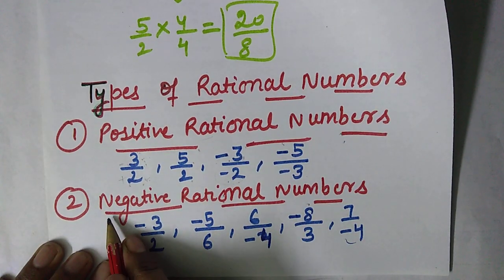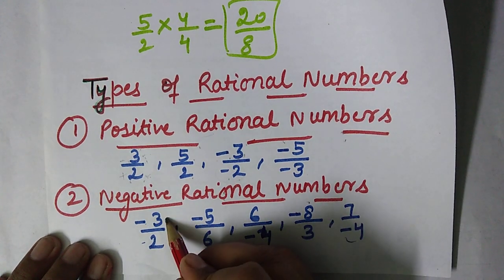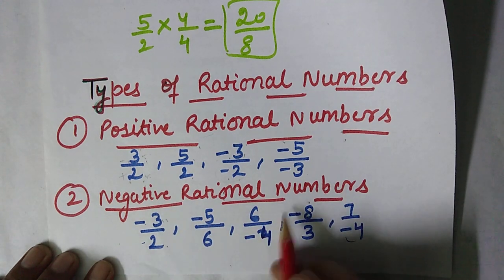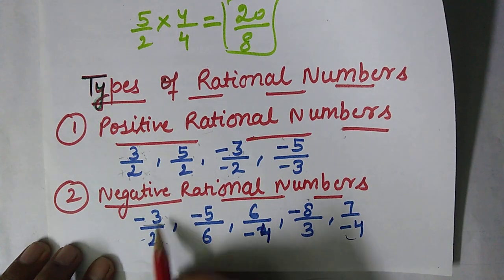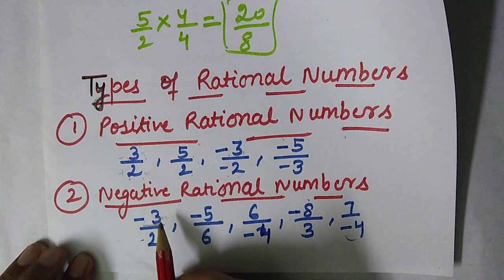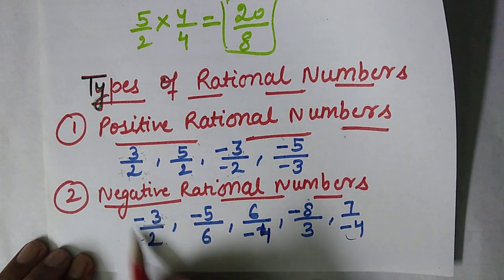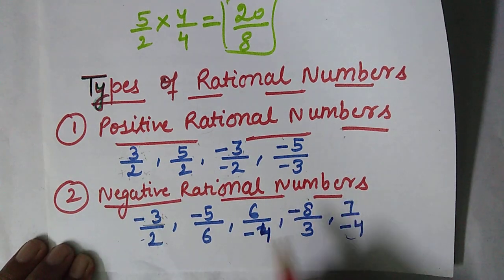Now the second type we have is negative rational numbers. When the numerator and denominator have different signs, I am repeating, it means one must be positive and one must be negative, then that type of rational numbers are known as negative rational numbers.